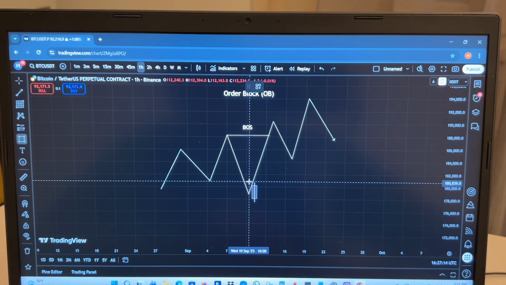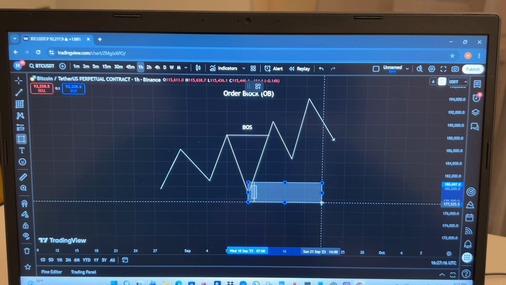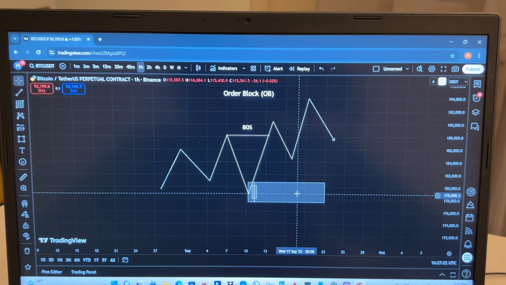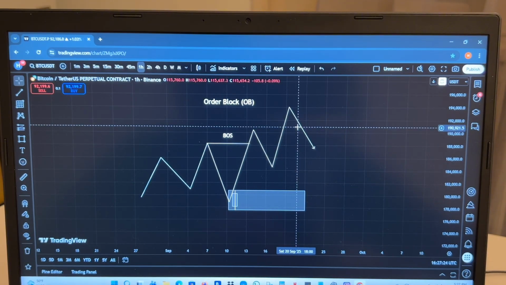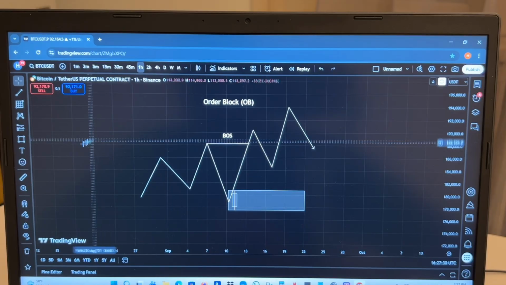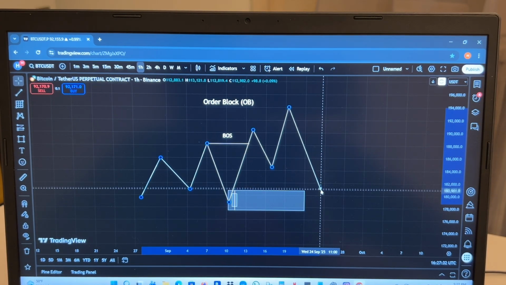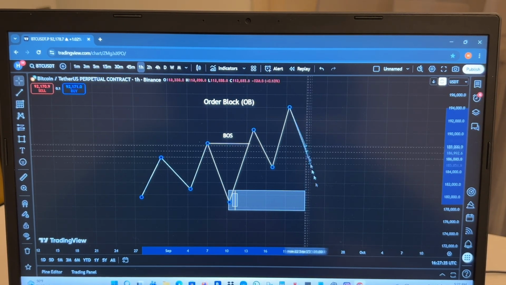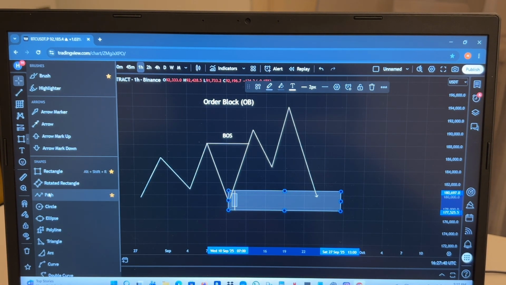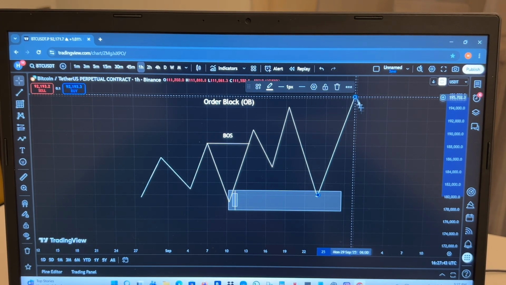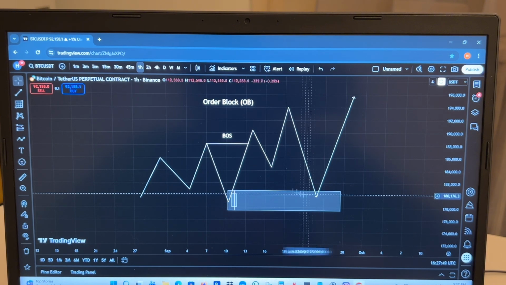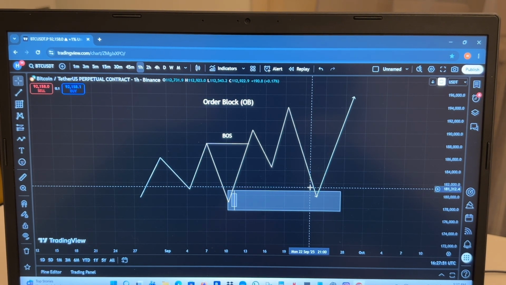So what we are going to do is draw this. The lowest point of that BOS is going to be an order block. So we mark that out, because at some point the market is going to come back down, hit this order block, and then keep on going up. The market's going to straight away come to this point, and then the market's going to go up. So that's why order blocks come in handy, because these are the points where SMC traders take trades.